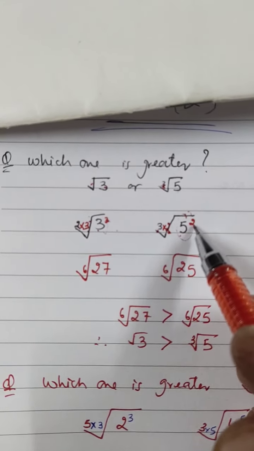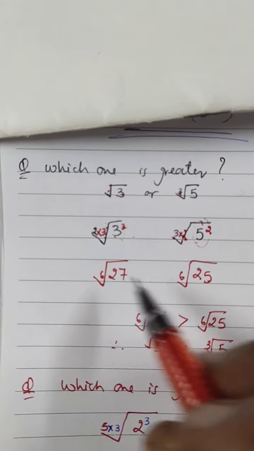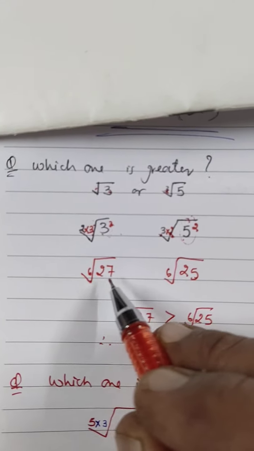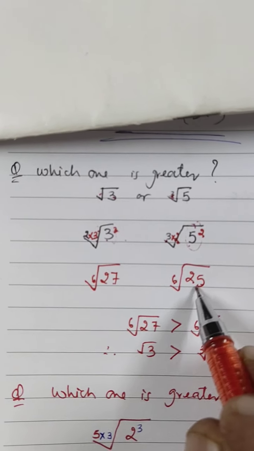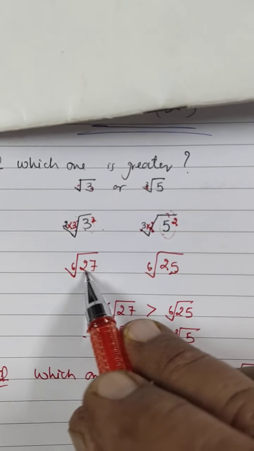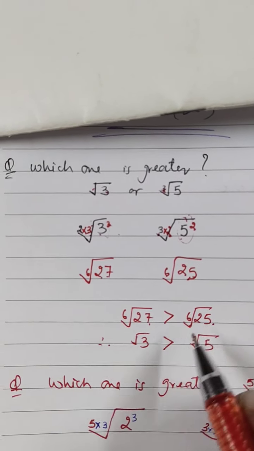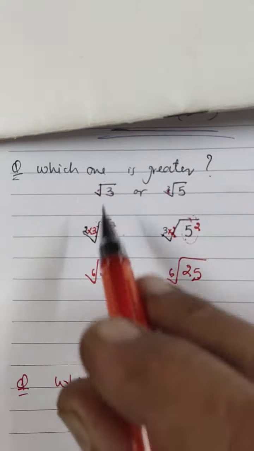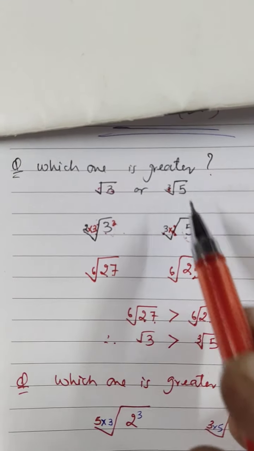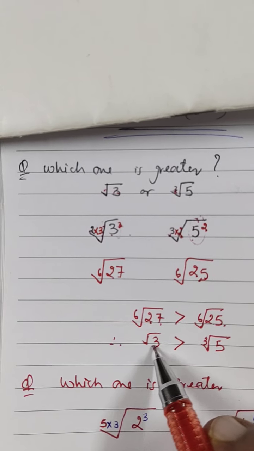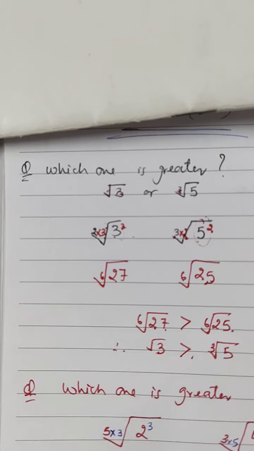So this will come out to be the 6th root of 25, and this one is the 6th root of 27. Now we can very easily see that out of these two, the 6th root of 27 is greater than the 6th root of 25. But this one means root 3 and this one is the cube root of 5. So we can say square root of 3 is greater than cubic root of 5.